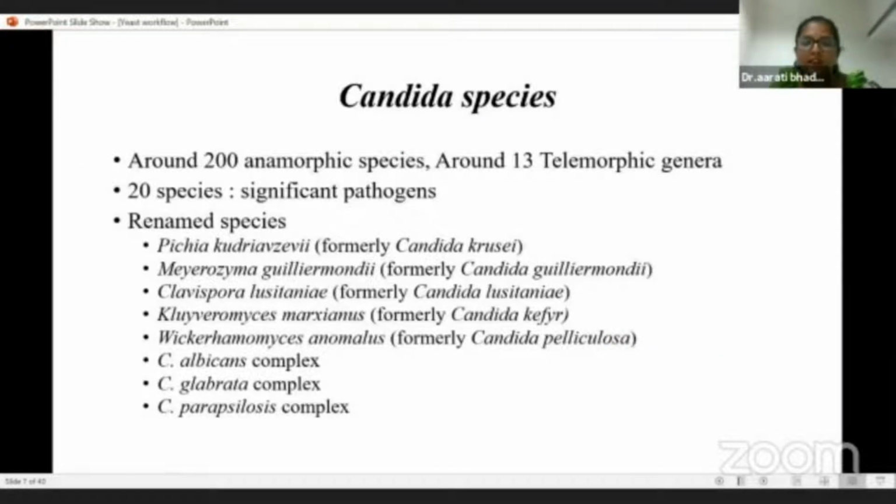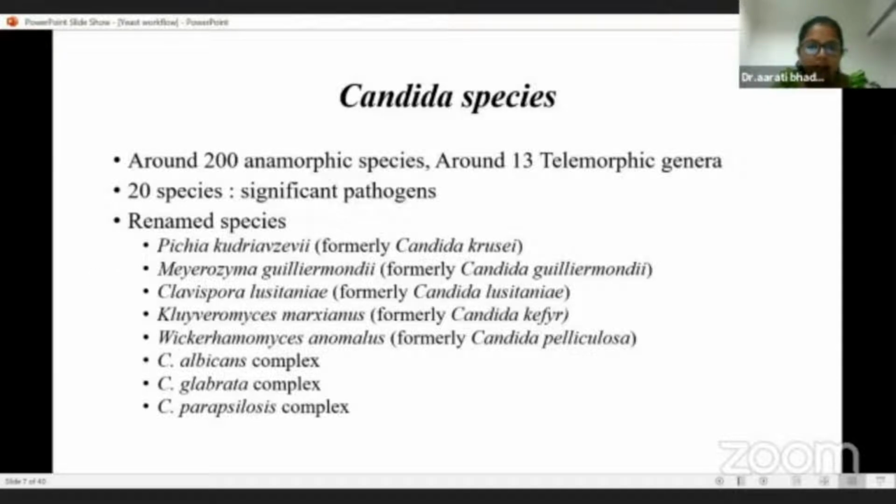Now I will be describing these yeast species one by one, how they look and how to identify them. For Candida species, around 200 anamorphic species are there, and around 13 teleomorphic genera. Out of them, around 20 species are significant pathogens. Some important Candida species which are newly renamed: Pichia kudriavzevii, formerly called Candida krusei.